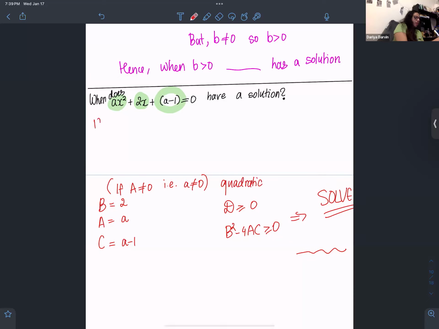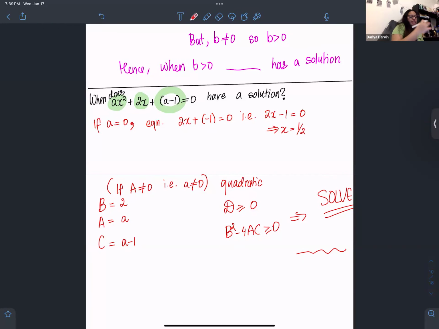What if A equals 0? Then this equation becomes 2x plus minus 1 equals 0, i.e. 2x minus 1 equals 0, which means x equals 1 by 2. So if A equals 0, this is a linear equation with a solution. And this is the solution.